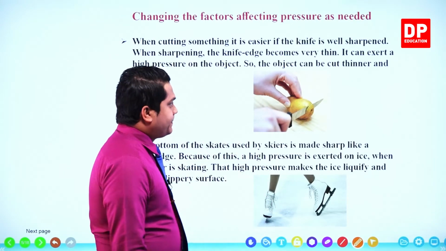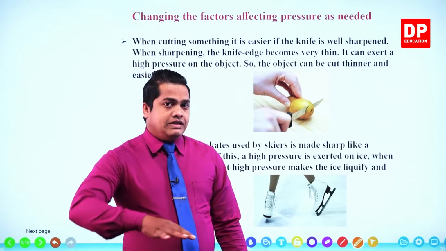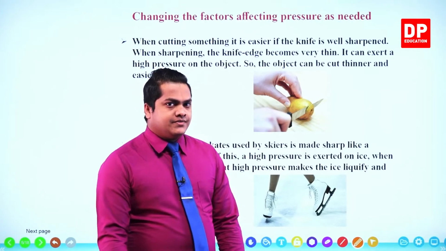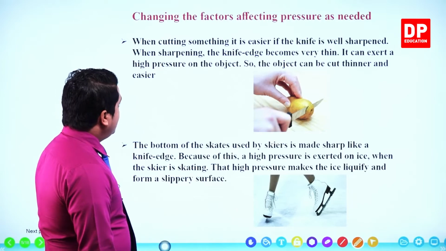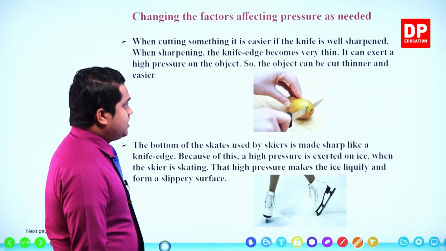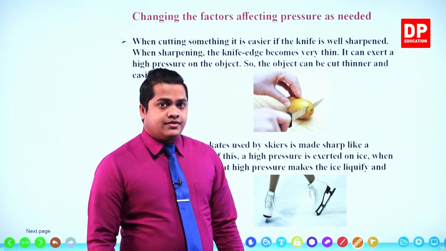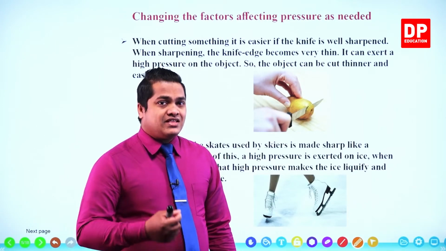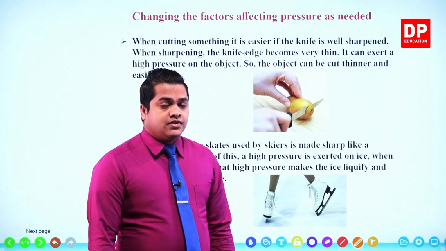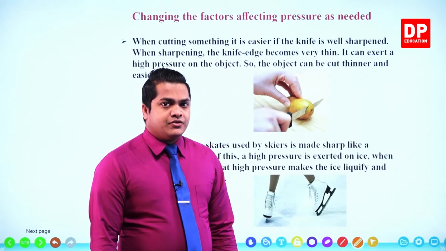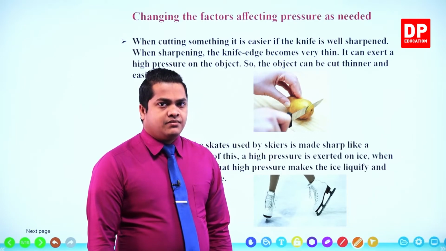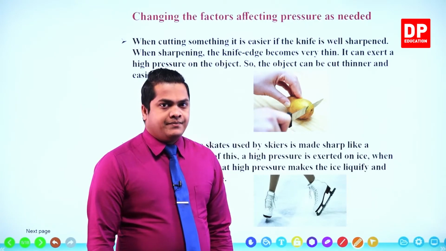So now let's see what are these instances where we increase pressure and where we decrease pressure to make our work much easier. The first instance is given here. When cutting something, it is easier if the knife is well sharpened. If it has a very thin blade, it shouldn't be blunt. Blunt knives are very difficult to use. We can't cut materials quickly by using a blunt knife.